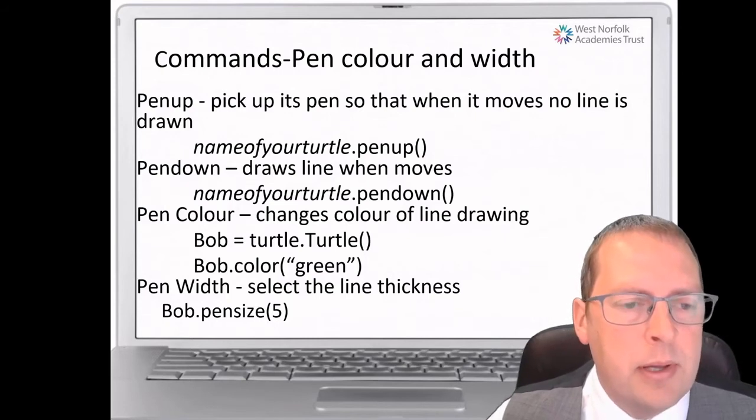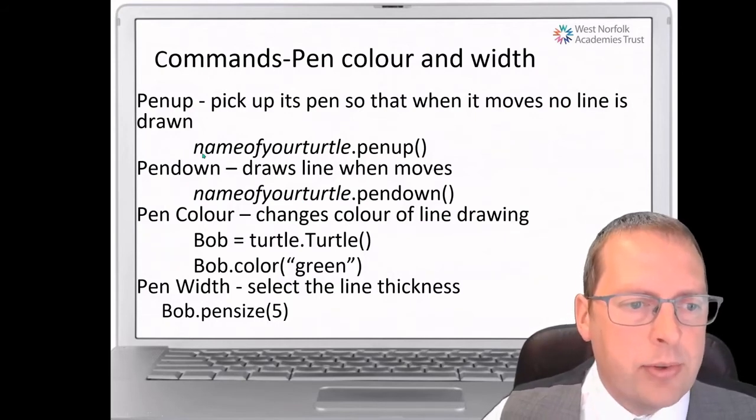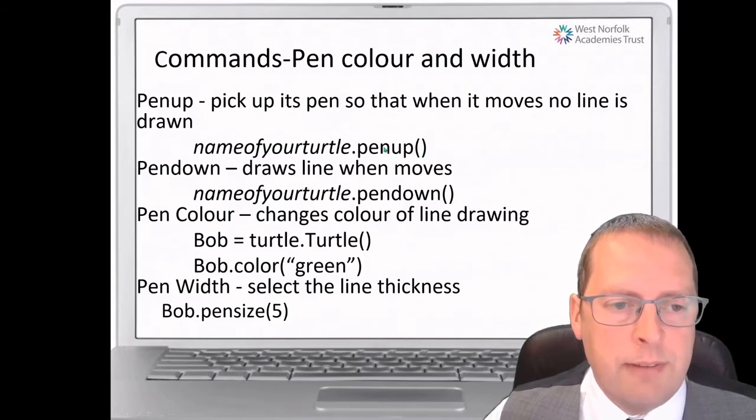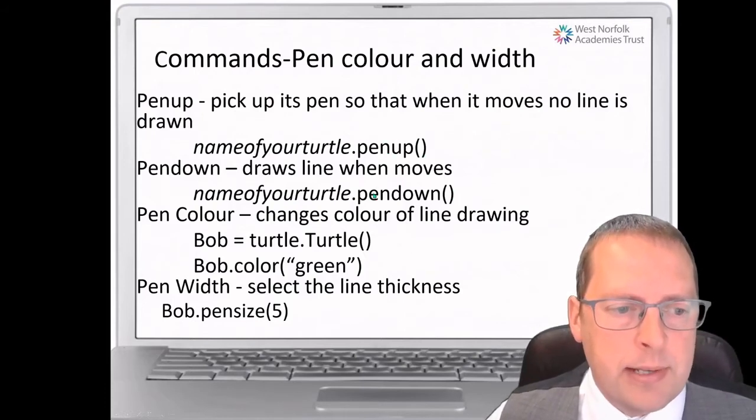Exactly the same idea. So we've got in here in italics, name of your turtle. So we started off calling it Bob. So bob.penup, open brackets, close brackets. And then we've also got name of your turtle. So again, it could be Bob. Pen down, open brackets, close brackets. So this is the instruction for lifting up the pen and putting the pen down.